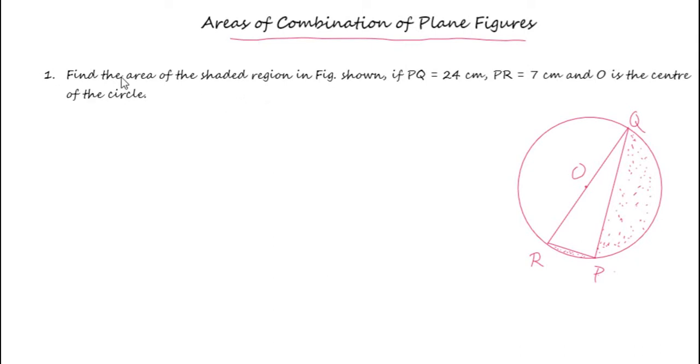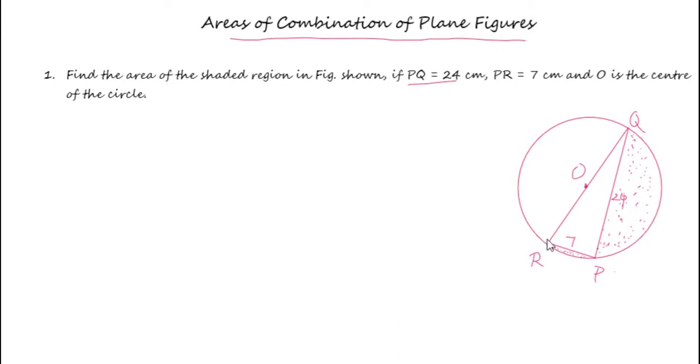First problem, find the area of the shaded region in the figure shown if PQ equal to 24 centimeter, PR equal to 7 centimeters, this is 24, this is 7, and O is the center of the circle. So QR is the diameter. We need to find out the area of the shaded region.